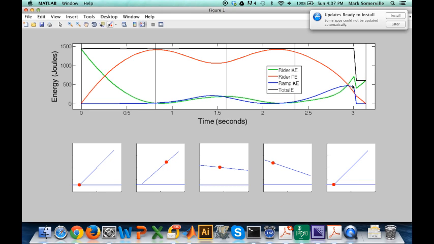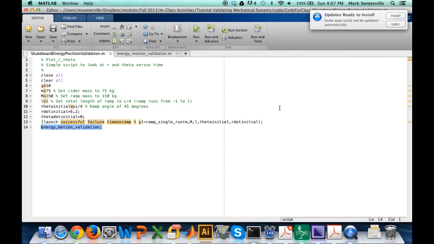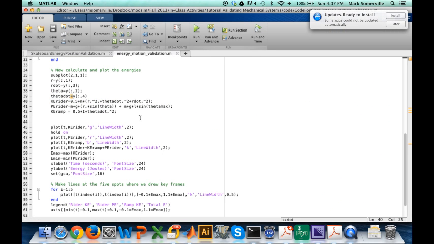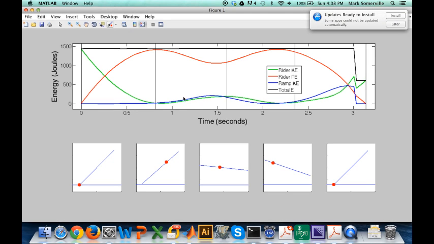So when the ramp hits the ground, you can see a couple of things that happen. One is that the ramp kinetic energy drops abruptly, and in fact drops to zero because the ramp's kinetic energy is proportional to theta dot. The other thing you can see is the rider's kinetic energy drops as well. And of course the reason is that the rider's kinetic energy also depends on theta dot. So when theta dot goes to zero, the kinetic energy of the rider is going to drop as well.